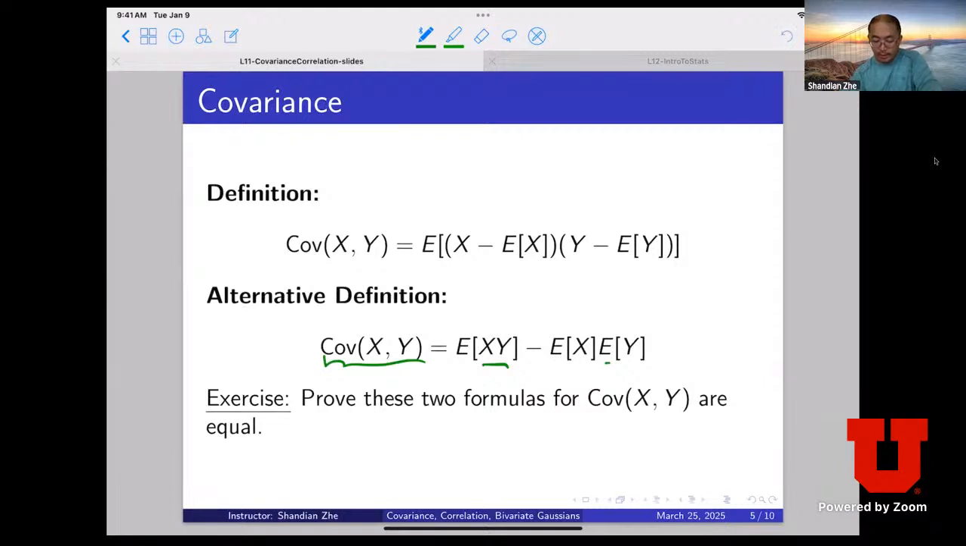See this? We just calculate the expectation of the product and the product of the expectations and look at their difference. Their difference is the covariance between x and y. Is everyone clear about this definition? Any question?